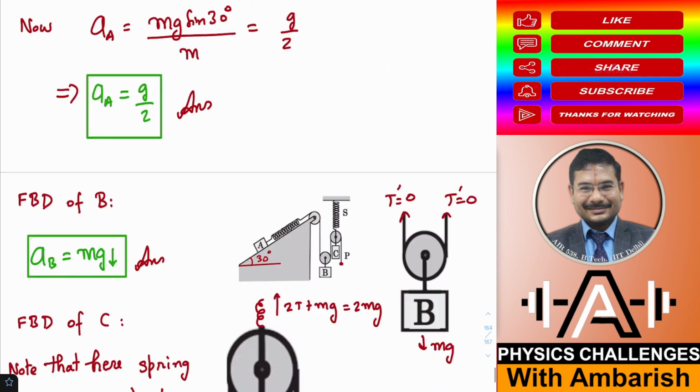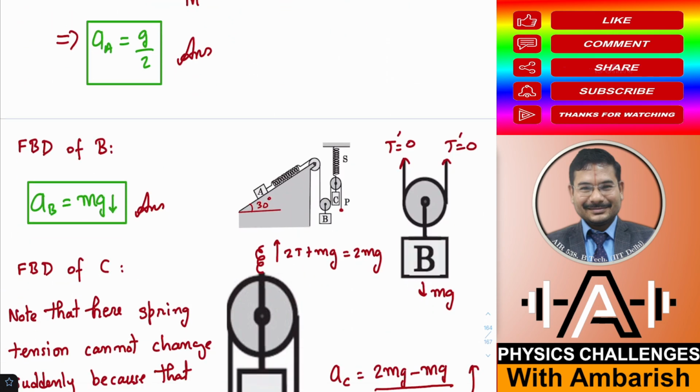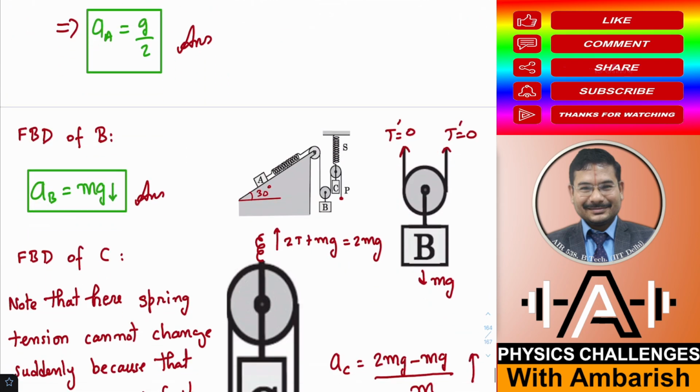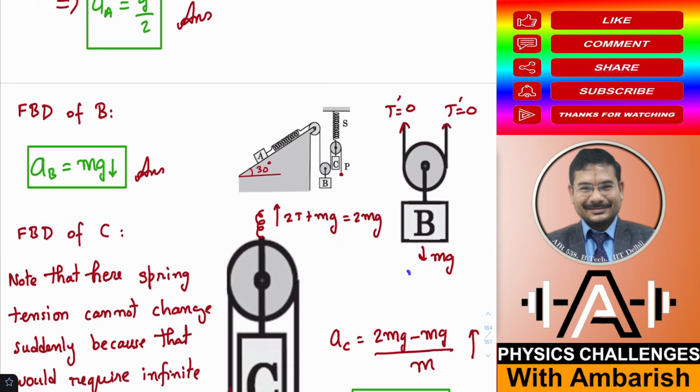Now what about the free body diagram of block B? Again both these tensions become 0. You see, this tension is 0, so this tension also becomes 0. So B is in free fall, right? So mg is acting, and therefore the acceleration of B is simply g downwards.